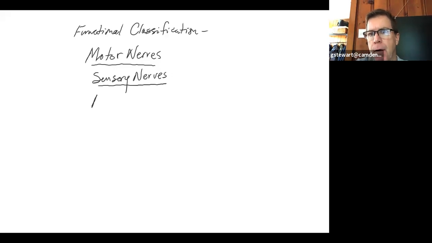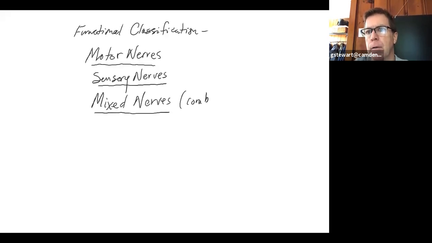And then finally there are mixed nerves, which have a combination of both 1 and 2. I'm just going to write combo, C-O-M-B-O, of number 1 and 2. So it's got both types of fibers in it, both motor neurons, axons, and sensory neurons or axons. So I always tell students a good way to remember a mixed nerve is this is like a two-way highway.